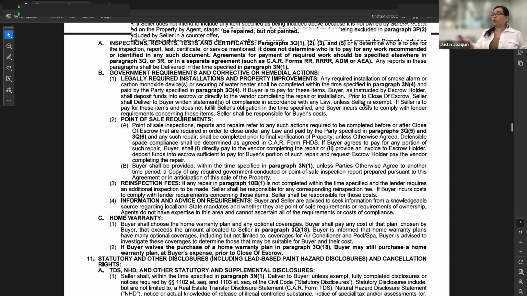But it tells us what to do if we do want to address it. We also want the seller to pay, and I know we talked a little about this last time, section 1 items of a termite report, for example. It says that would need to be specified if you keep reading the sentence. Payment of required work should be specified elsewhere in 3Q or 3R or in a separate agreement, such as a request for repairs, a seller response for request for repairs, an addendum, or an AEA. Anybody use the AEA? Do we know what the AEA is?